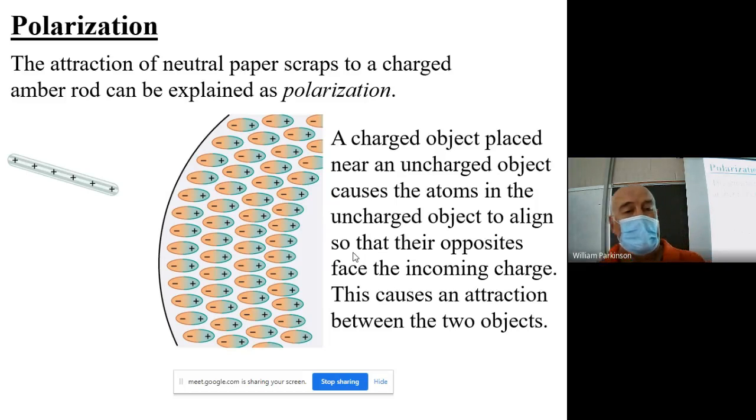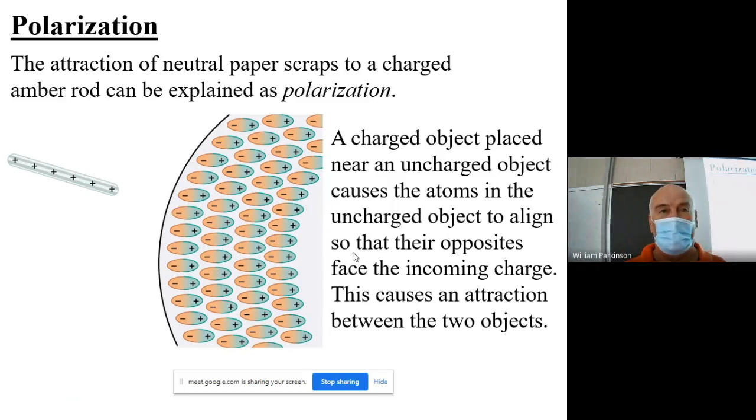Now, once again, if there's no charge near the paper scraps, the charges evenly distribute throughout the paper, and the paper is electrically neutral everywhere. When you put charge near the paper, it, as we say, polarizes, which means some of the positive charges, if I'm holding a positive charge towards the paper, run away. They don't like that. The negative charges in the paper run towards it.